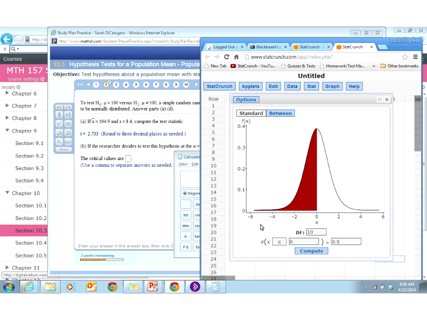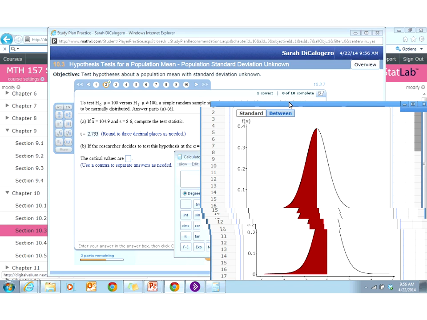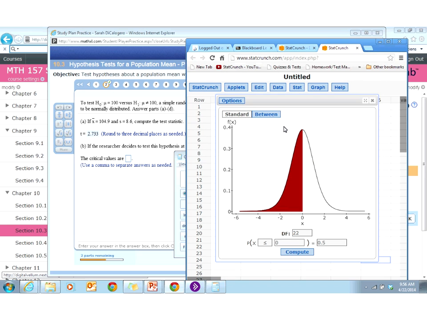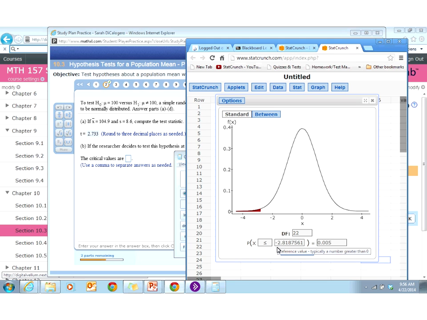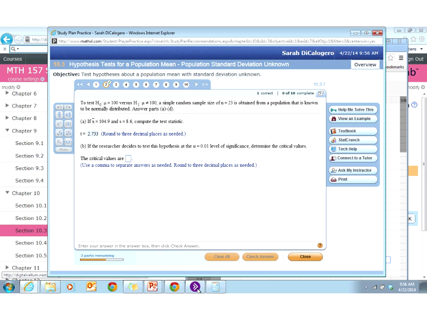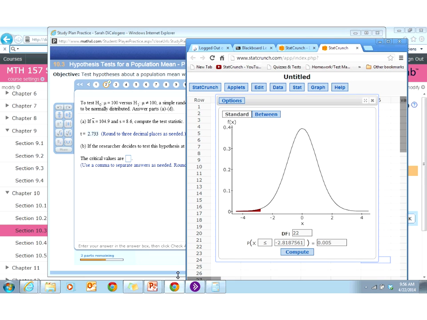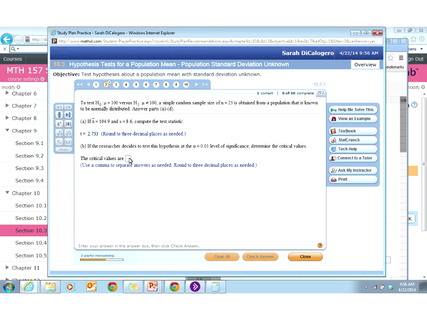Calculators, T. All right, degrees of freedom, remember that's equal to n minus 1, so 22. And then we're looking for 0.005. So on the low side, it's negative 2.818. And how many decimal places? It wants 3 decimal places. So negative 2.819 is what we're going to use.